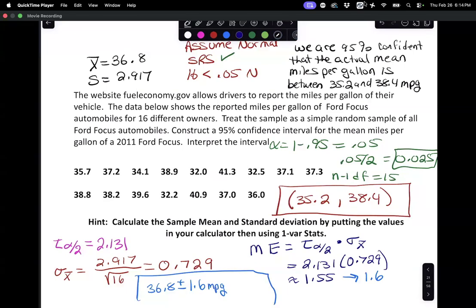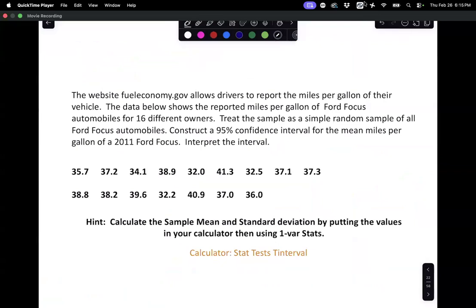Questions on this? Do you guys want the calculator function? I'm going to pop over to the other screen. This right here is our calculator function. Stats. We go to stats just like we did before. Go over to tests and use T interval. This T interval I'm going to highlight because I love a good highlighter. I don't know about y'all, but I love a good highlighter. Okay, that is what we are using.